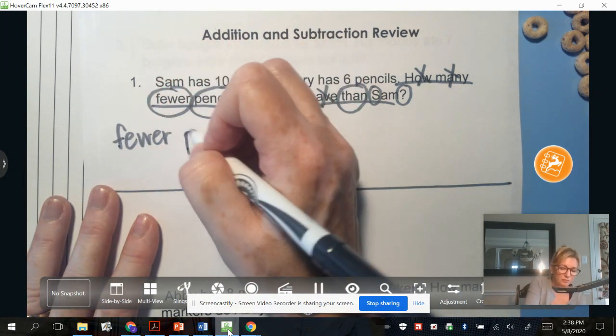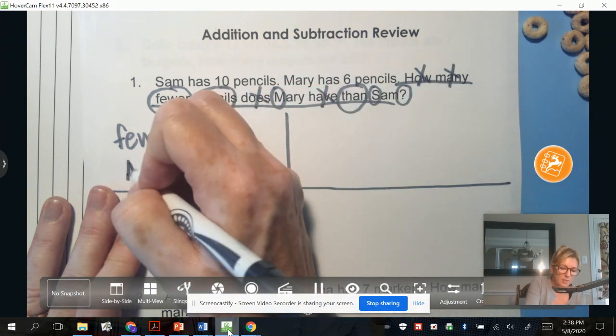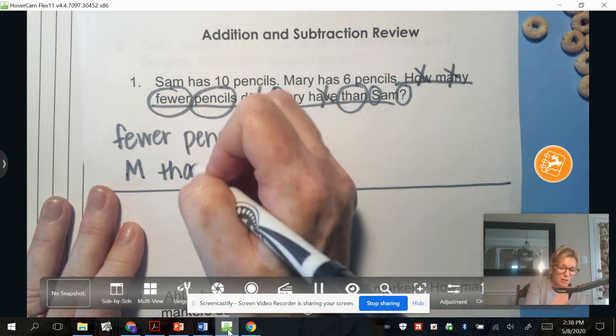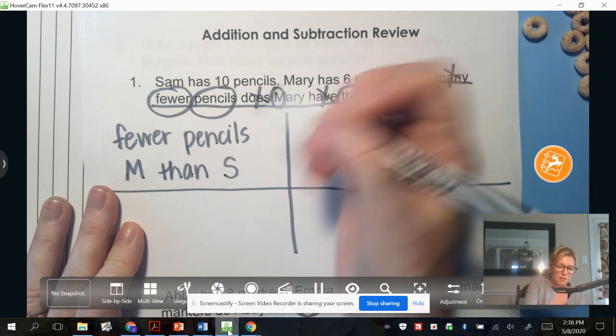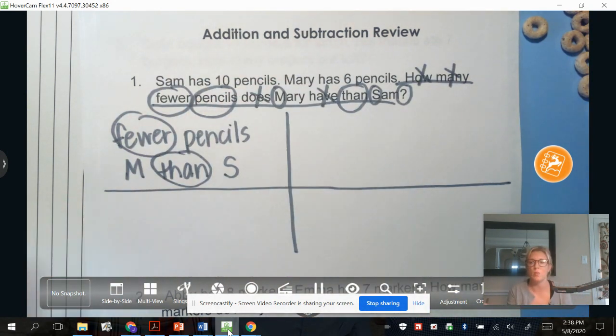Fewer pencils, M, than S. And then here's our clue words, fewer than, telling us that we're comparing. Yeah. All right, now let's get to this part. First, I'm going to show you that we can just model it with our objects.